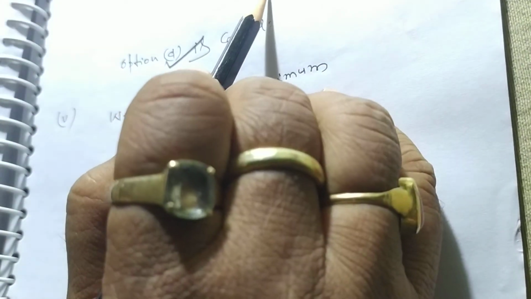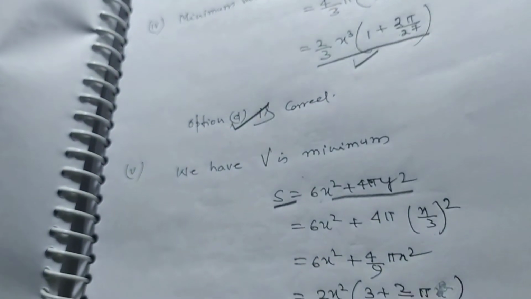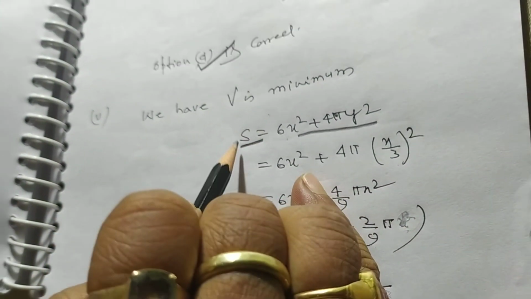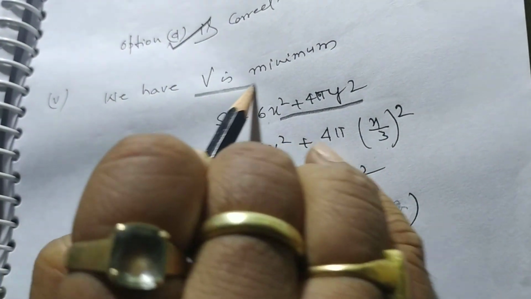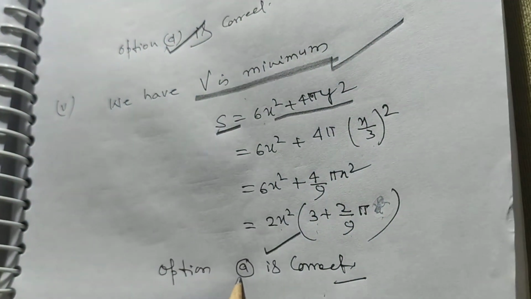Minimum value of v. So there are two answers. Minimum value of this much, 4/3 pi y cube. Minimum surface area. This surface area is minimum when v is minimum. When v is minimum, so option A is correct.